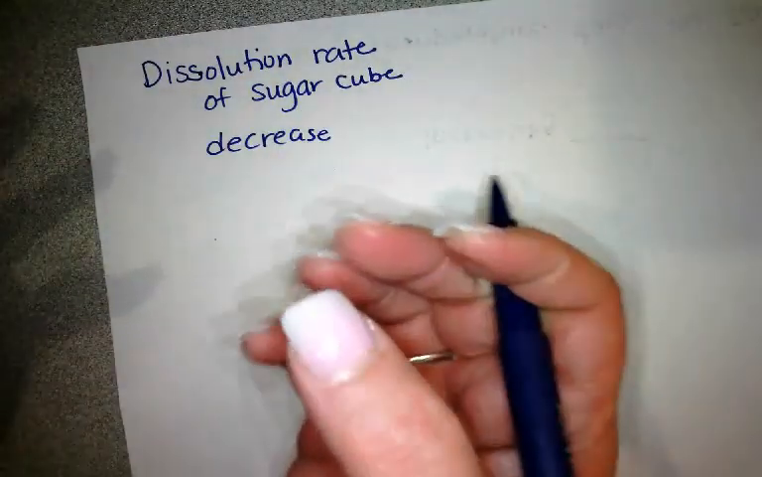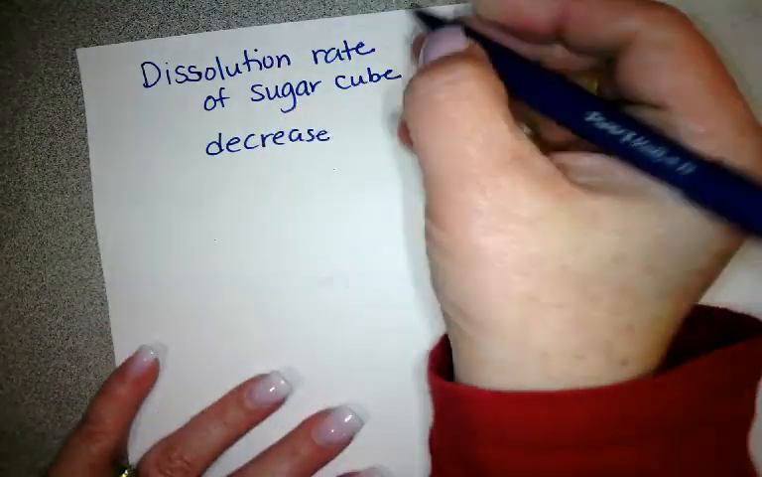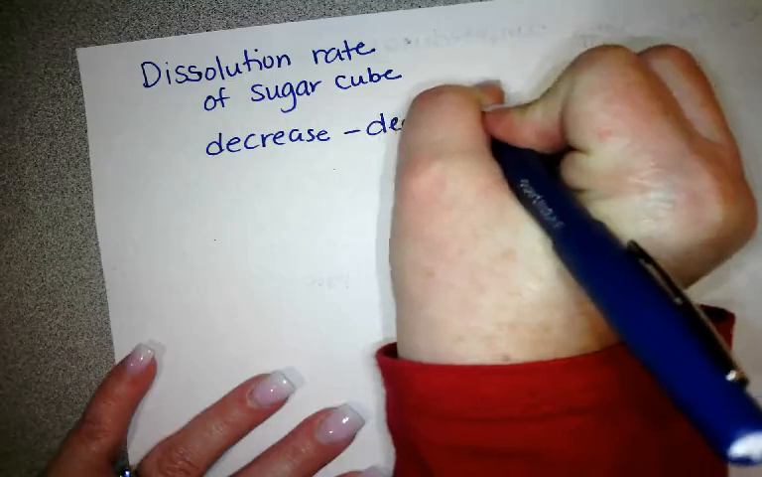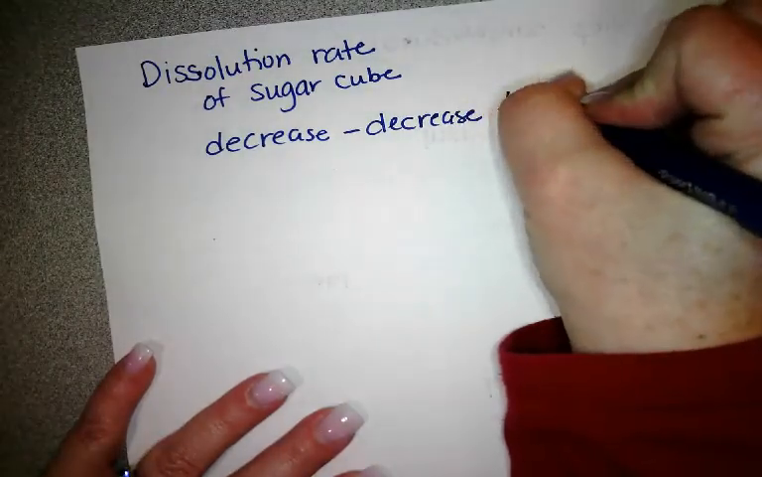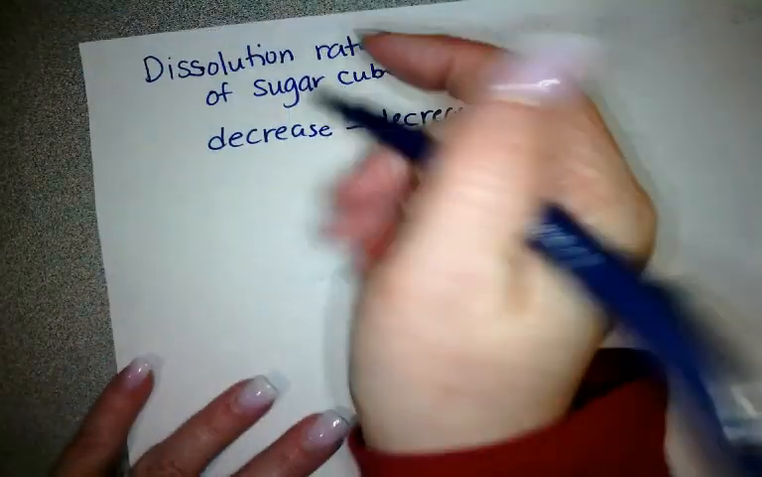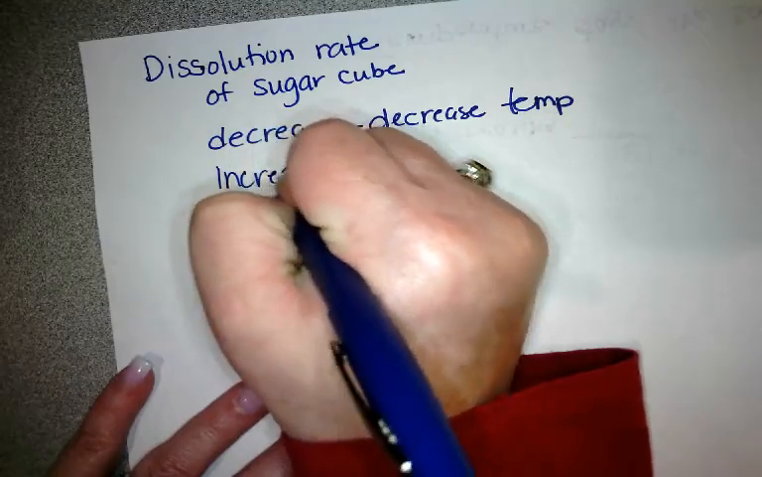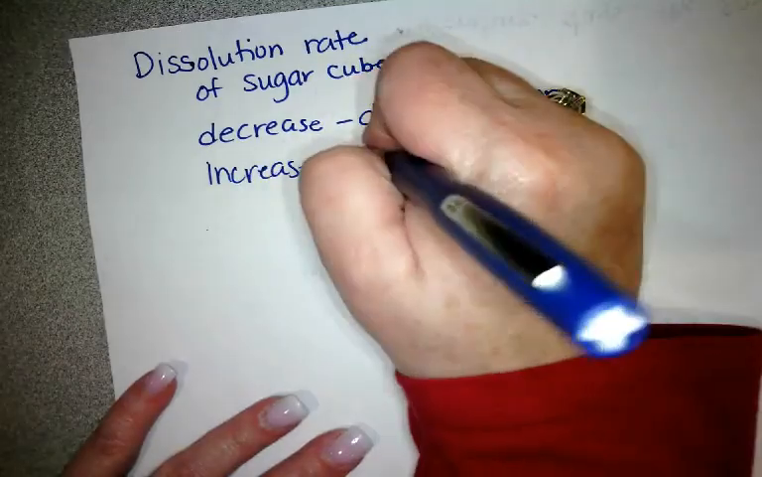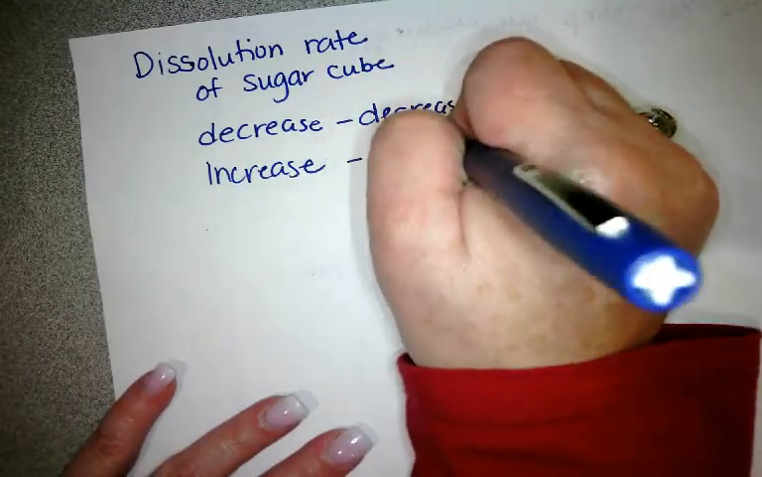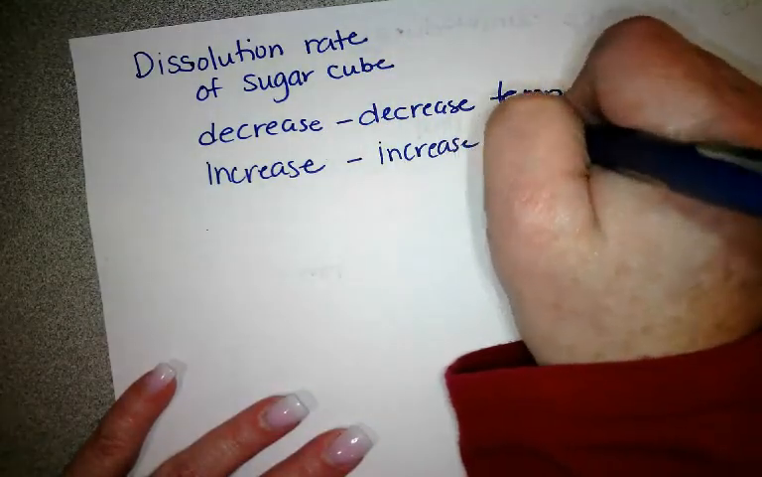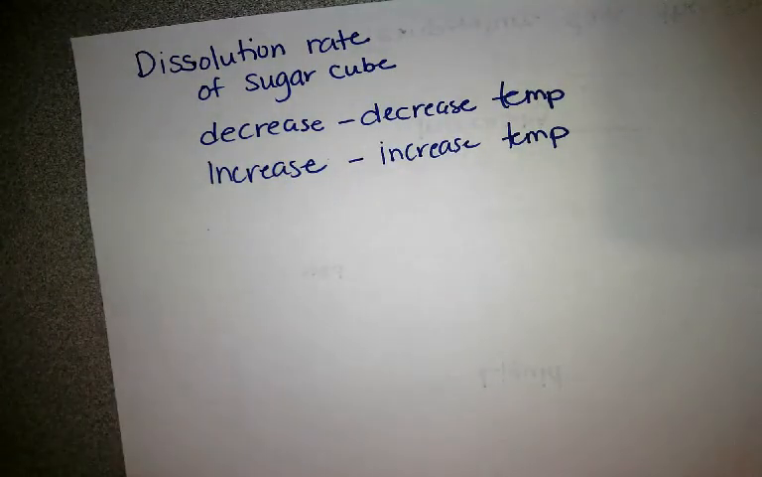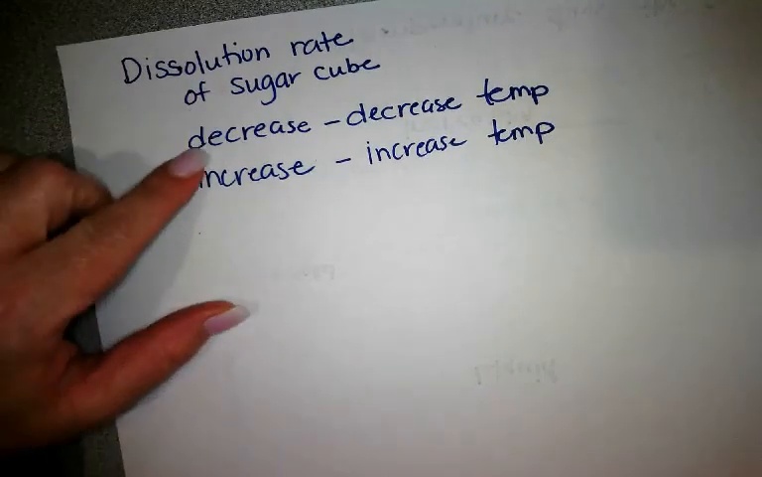Okay. If you wanted to increase the rate that a sugar cube actually dissolves, then you would increase the temperature. Whatever direction the question asks you to go, because this is a question on there and I can't remember if it's decreasing or increasing, basically whatever you want to do to the dissolving rate, you're going to have to do the same thing to the temperature.